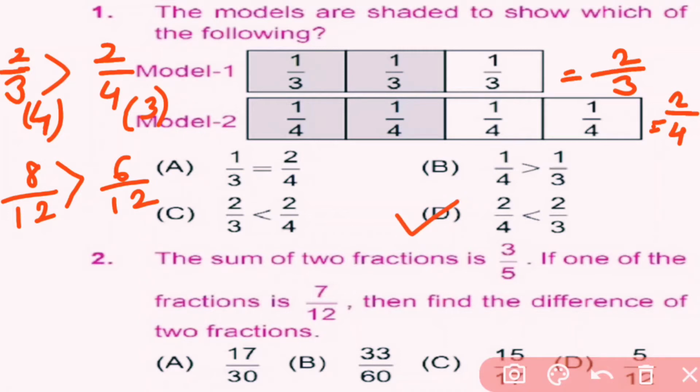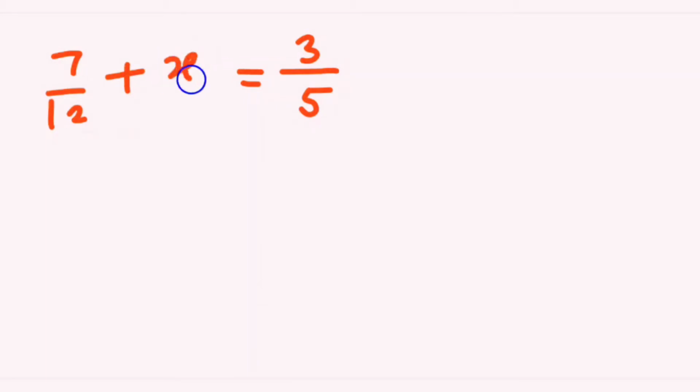Question number 2. The sum of two fractions is 3 by 5. If one of the fractions is 7 by 12, then find the difference of the two fractions. According to the question, the sum of two fractions is 3 by 5 and one fraction is 7 by 12. So we first have to find the other fraction. We take it as x. So here x is equal to 3 by 5. Here 7 by 12 has a plus sign, so on this side it will become minus.